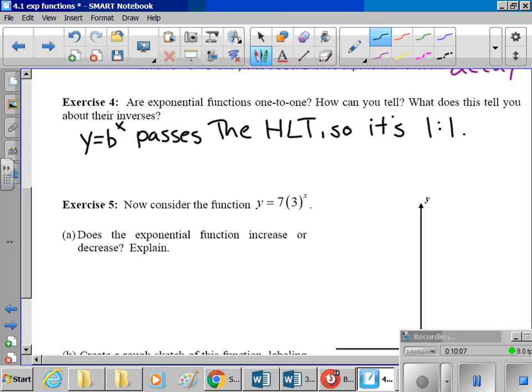And if you recall, being 1 to 1 means that its inverse is also a function. We don't know what it is yet, but we're going to talk about it in a couple lessons.